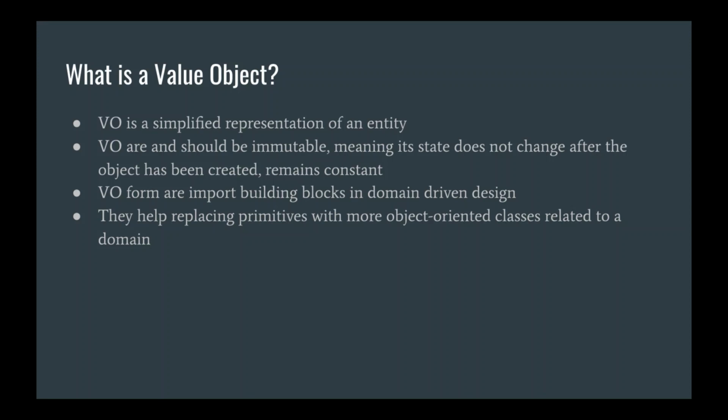So a value object forms an important part of the building blocks of domain-driven design, and that's why you need to use them, to make sure that the data that you pass between your entities is clean, and nothing can break at runtime. They help replace primitives with more object-oriented classes related to a domain. So this speaks to object-oriented programming.